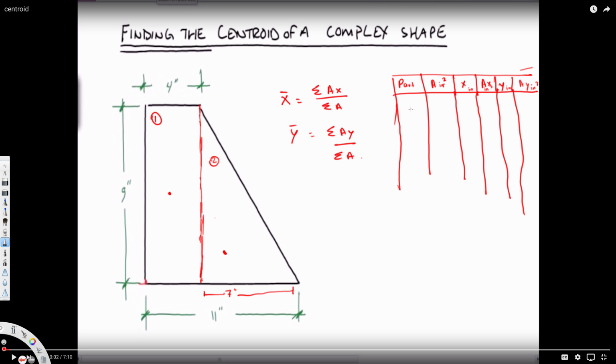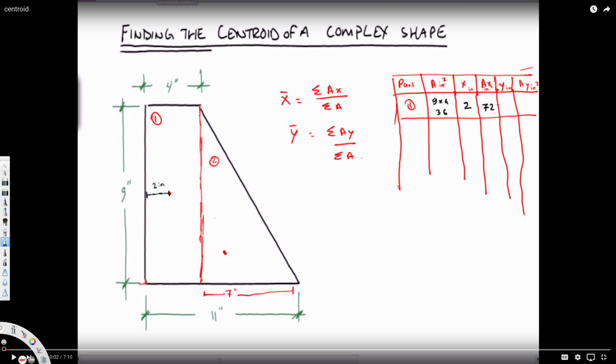First of all, I take part 1. Part 1 is the rectangle, so the area is simply the height multiplied by the width. It's 9 times 4, which comes out to be 36. Then we need to know the x. X is the distance from here to the centroid. So this is going to be 2 inch. I put the A right here, x right here, and now I multiply A times x. So it's 36 times 2, 72.